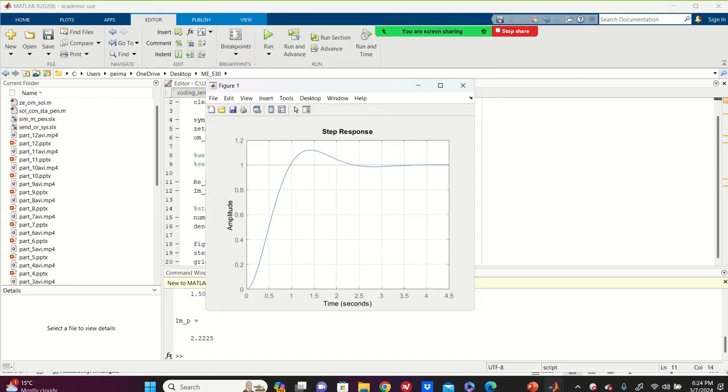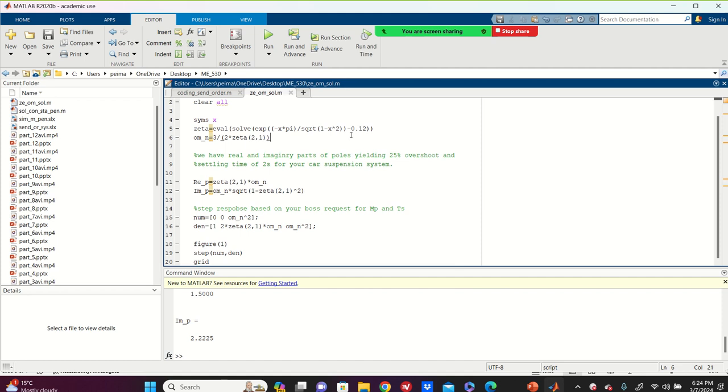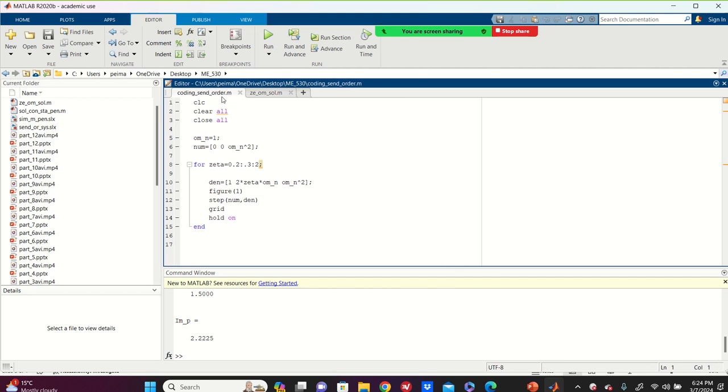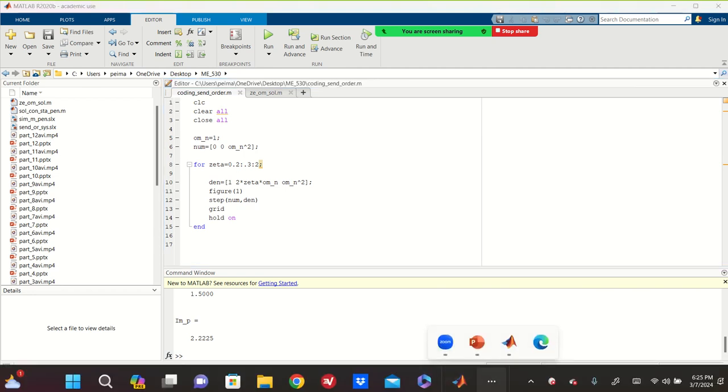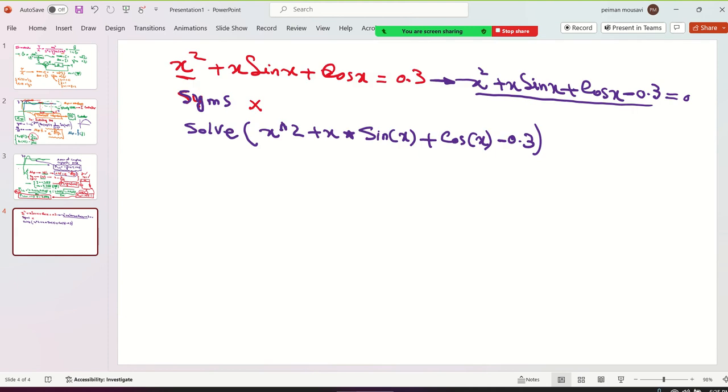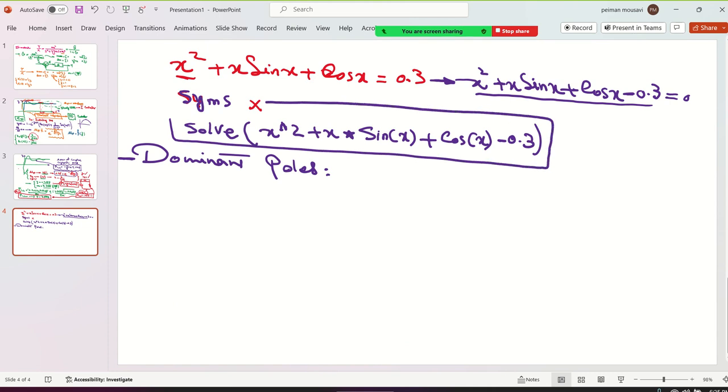Okay. I'm going to share this code and the Simulink file with you. Next class, now that you know the role of the poles on the system, I'm going to teach you dominant poles. Now you know how a system works, right? How we solve it in MATLAB.